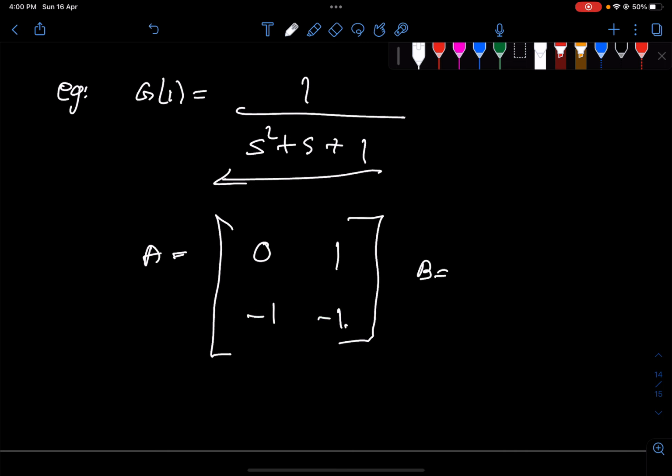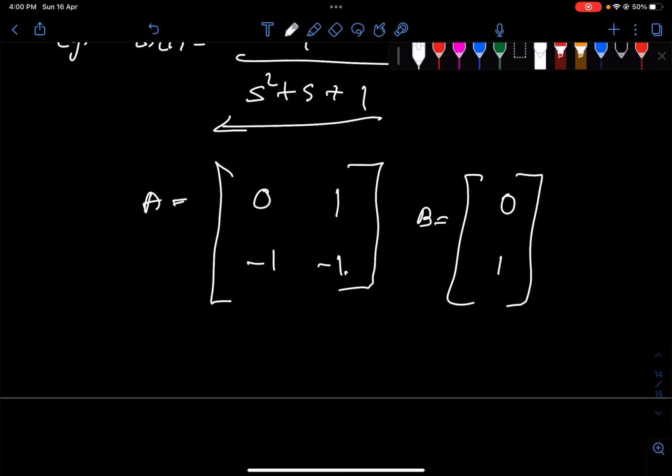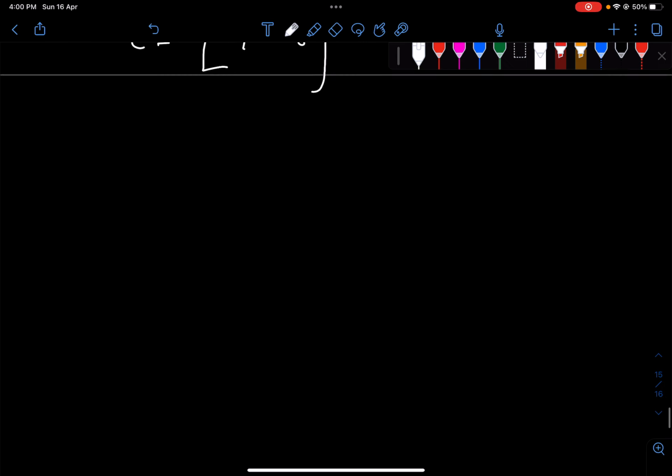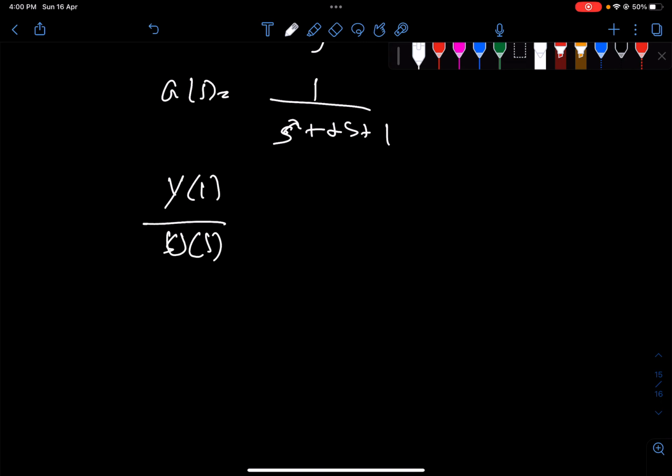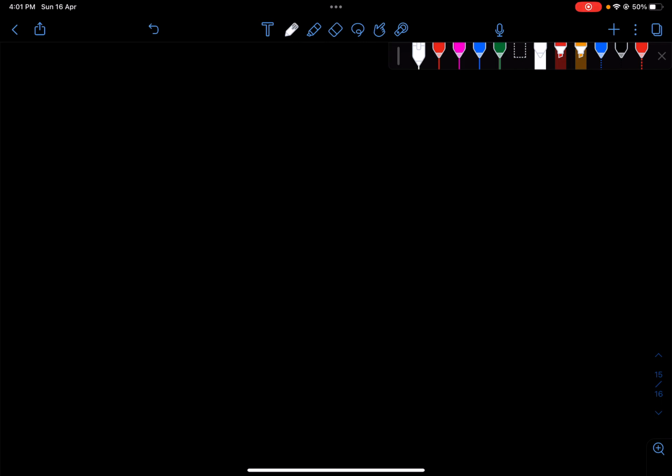The B matrix is easy. Start from 0, end up with B0, so it is 1. And next is the C matrix. Start with 1 0. That's it. D matrix is 0. Or we can do it by taking y of s by u of s. G of s is given as 1 over s square plus 2s plus 1, right? So take y of s by u of s, cross multiply, take the inverse Laplace transform, then put it in the equation. Those are the two other methods.